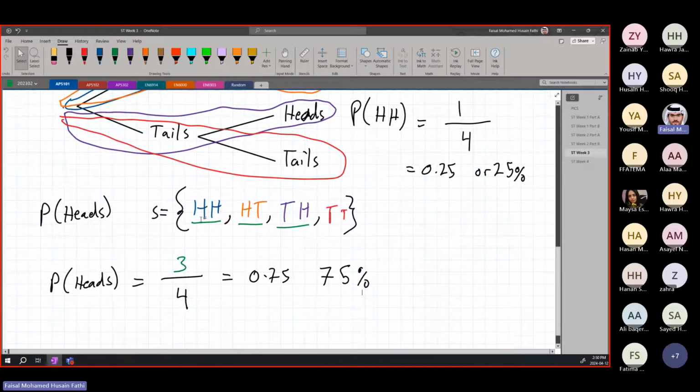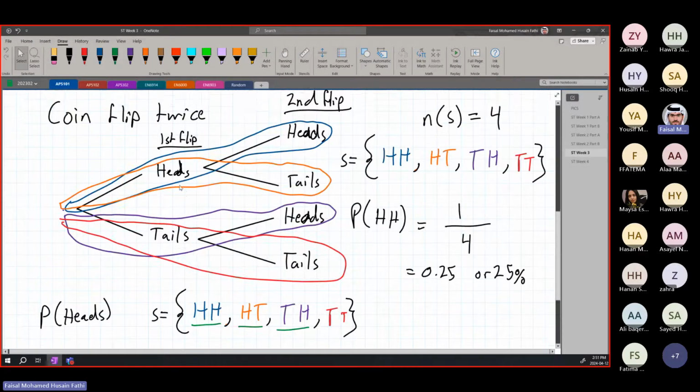So the probability is how many times the event is occurring divided by the total sample space cardinality, or the total number of times of everything happening. This is the very basis of probability. Okay?